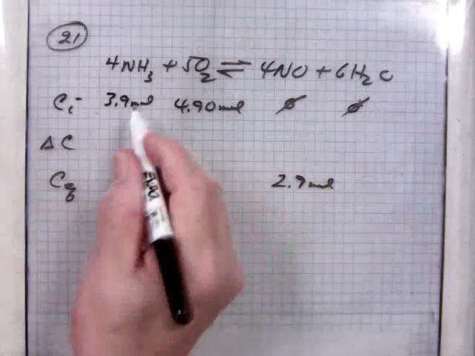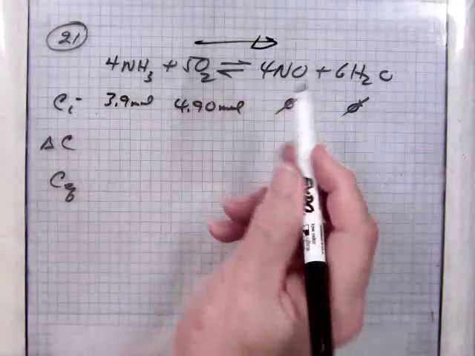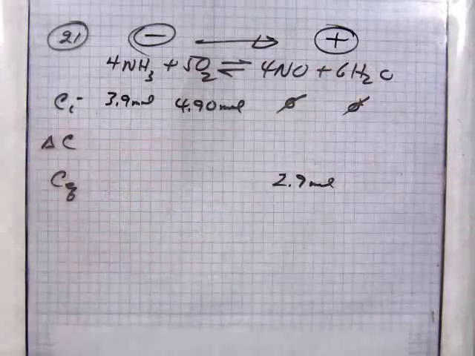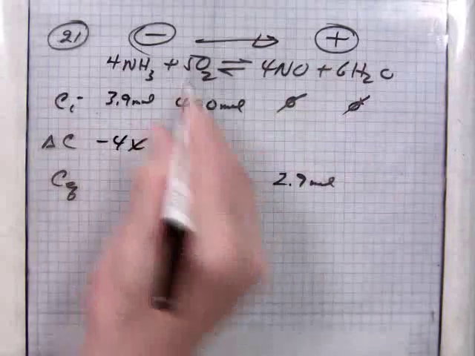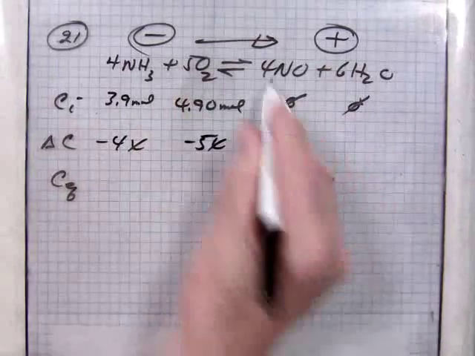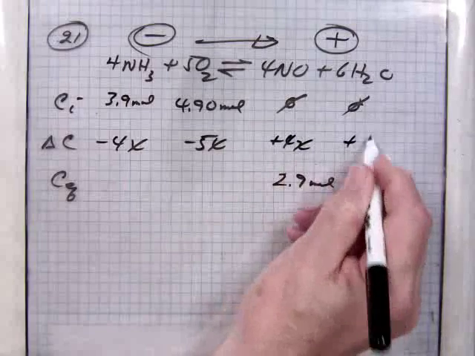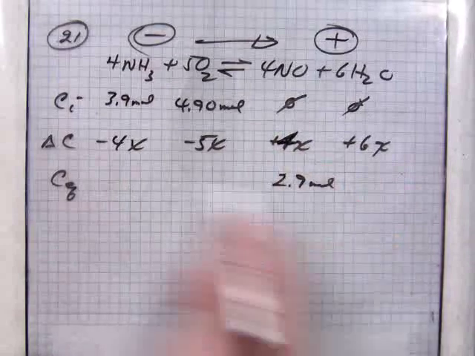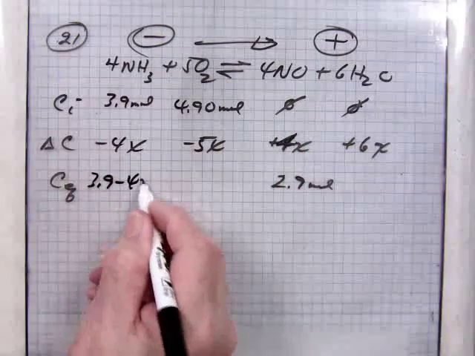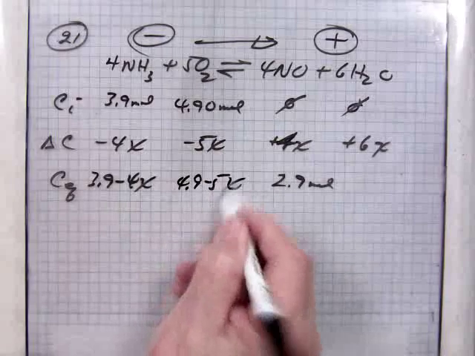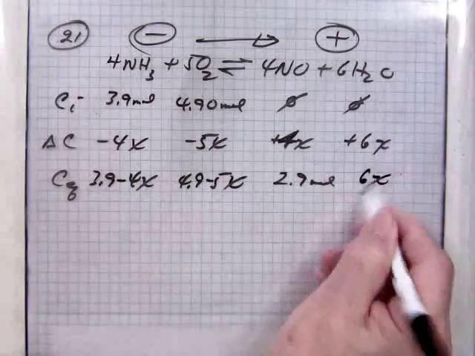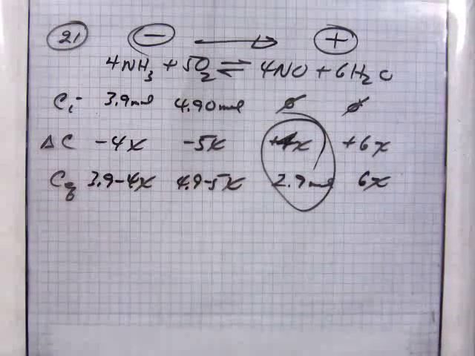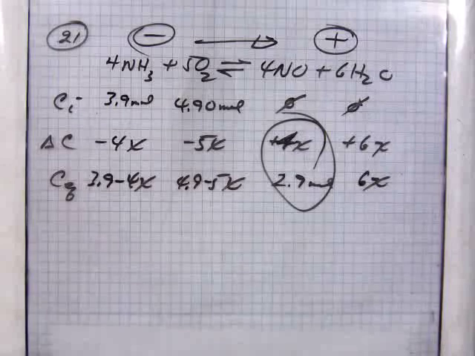Then, of course, the reaction is shifting left to right, so the reactants are going to go down in concentration and products are going to go up. So that means minus 4x, minus 5x, this one's plus 4x, that one's plus 6x. And then to get the rest of them, that's 3.9 minus 4x, 4.9 minus 5x, and then 0 plus 6x right there. Well, you use this one to get the x, and then plug them into the equilibrium expression. That's easy as pie. You ought to be able to handle that.